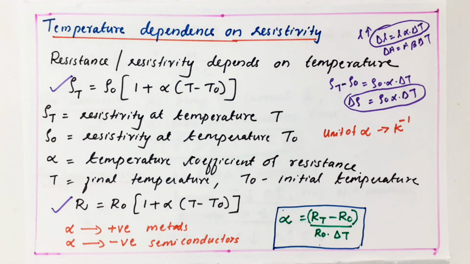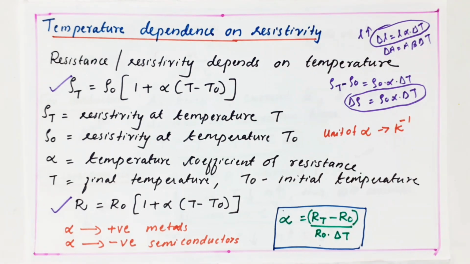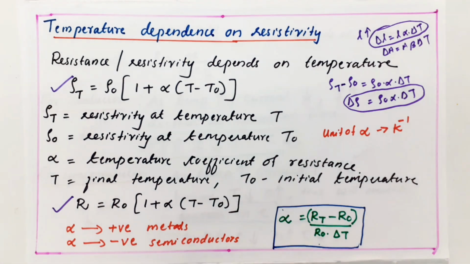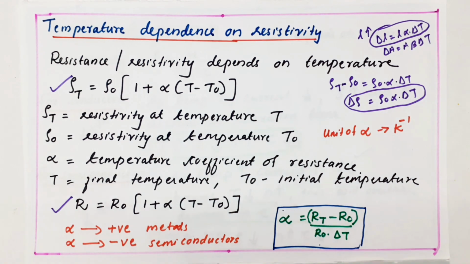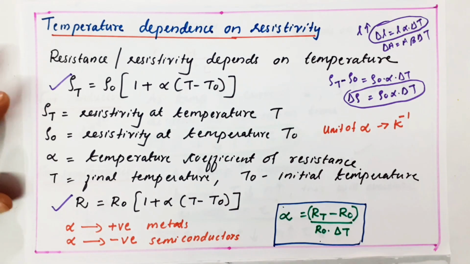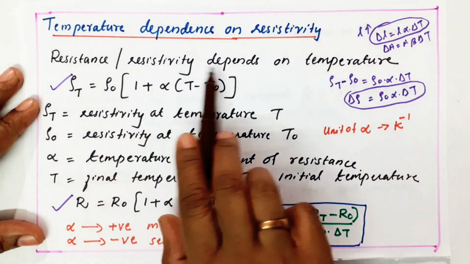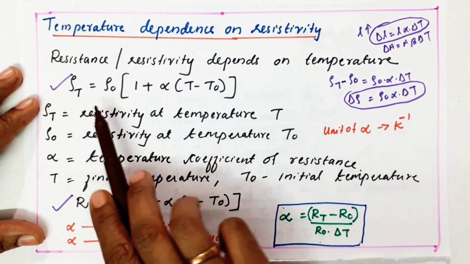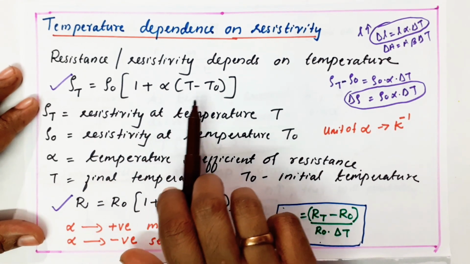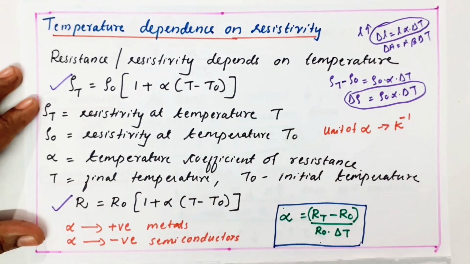In the previous video, I told you the resistivity and the resistance relations with length and area. So resistivity is independent of length and area, whereas resistance depends on length and area. But both resistance and resistivity depend on temperature. So I can write the relation of resistivity with temperature as rho T equals rho naught into 1 plus alpha into T minus T naught.